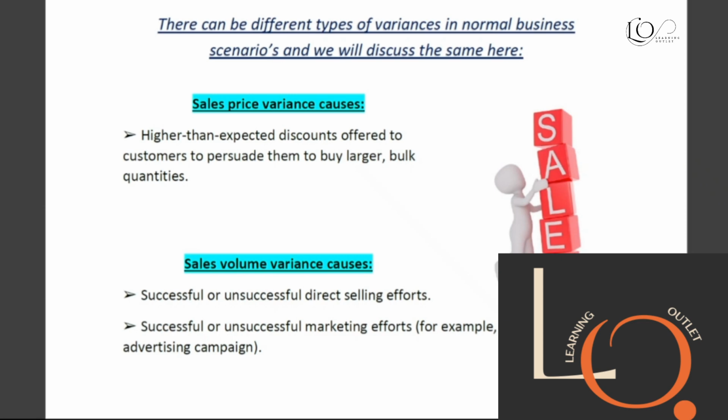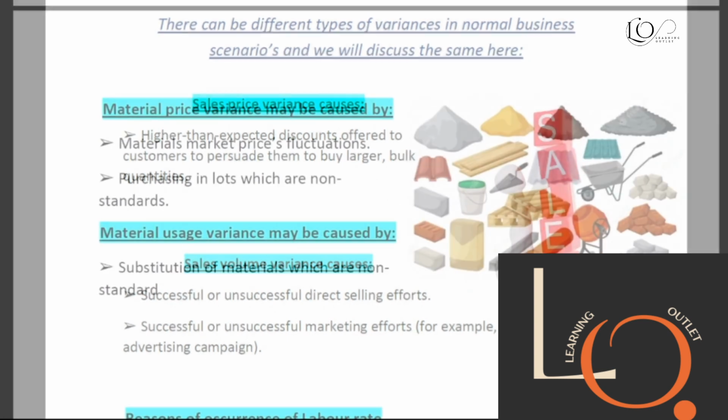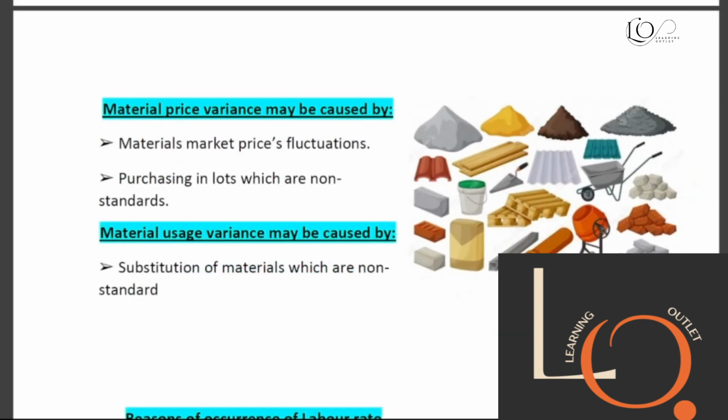Anything can happen. On the other hand, you expected to sell 10,000, but you sold 20,000. This can happen because of successful marketing, good pricing. So remember, variances can be from the price perspective, good or bad, and from the volume perspective, good or bad. We spoke about sales variances, now we'll speak about material variances.